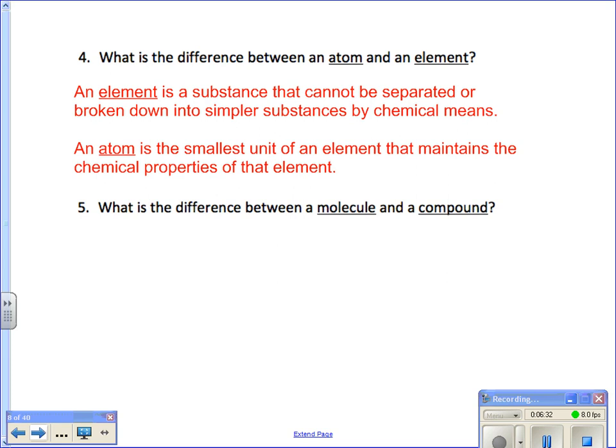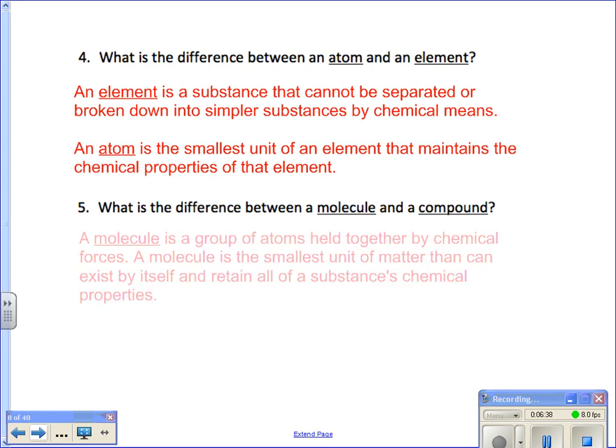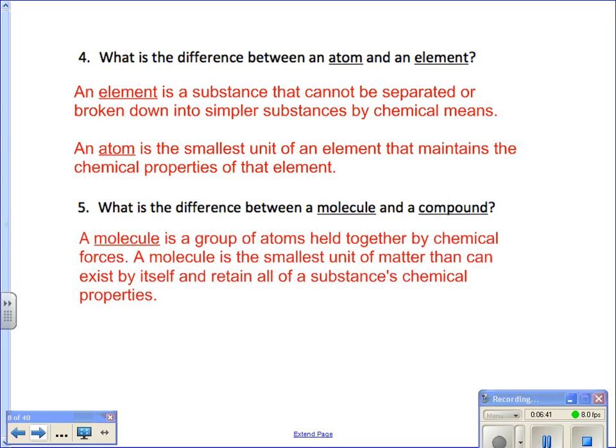So what is the difference then between something we call a molecule and a compound? A molecule is defined as a group of atoms held together by chemical forces. A molecule is the smallest unit of matter that can exist by itself and retain all of a substance's chemical properties.